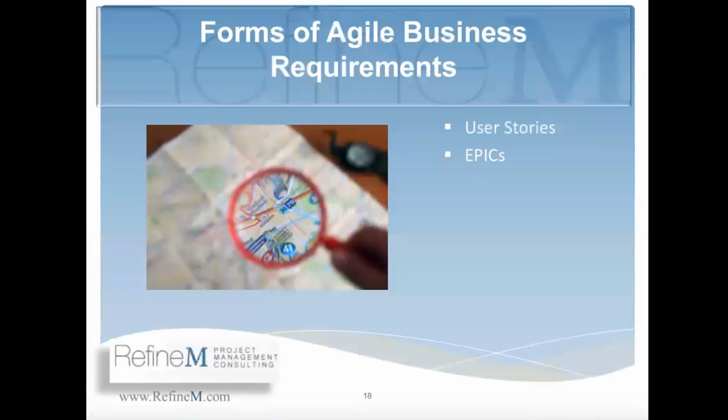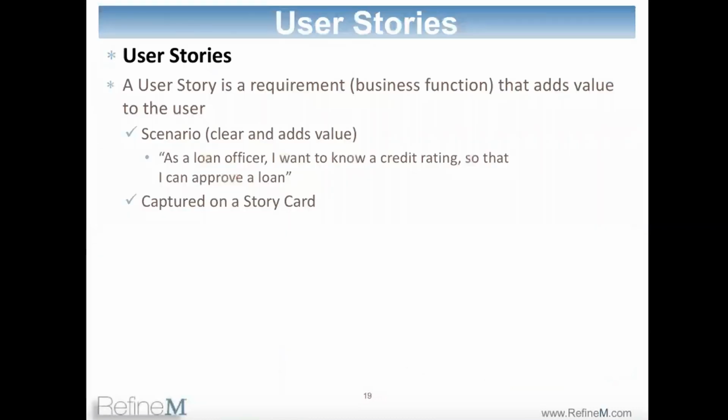So what are the different forms for agile business requirements? Good news is that it's very simple. There are only two: user stories and epics. That is all. If some of you have seen user stories, you know that every user story is a requirement, and there is a particular format in which you write user stories. Like here: as a loan officer, I want to know a credit rating so that I can approve loan.